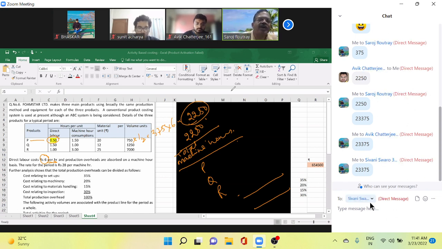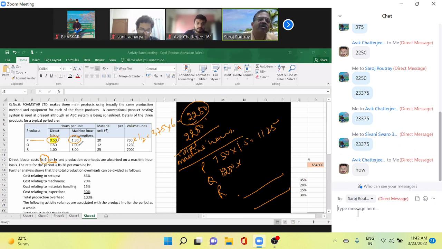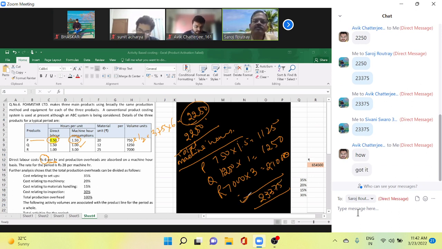Total machine hours. So for 1 unit of P, you need 1.5. So for 750 units, 1125. Second one, 1250 into machine hour, 1250. 7,000 into 3, 21,000. Total 23,375. This is the total machine hour.